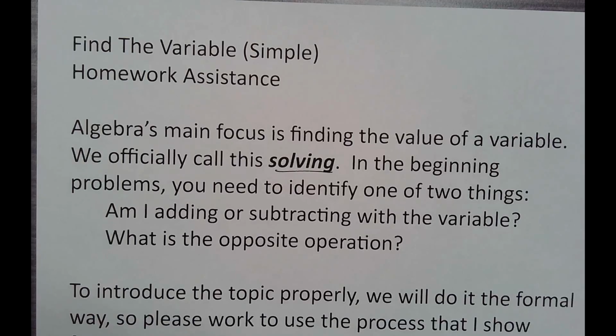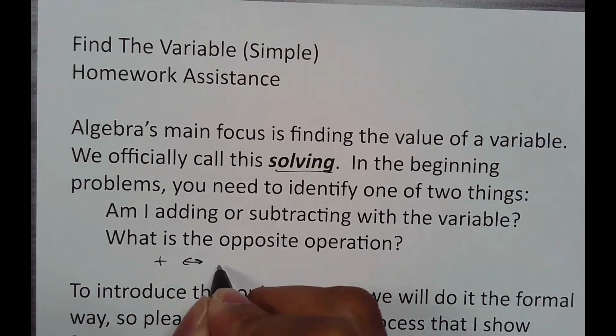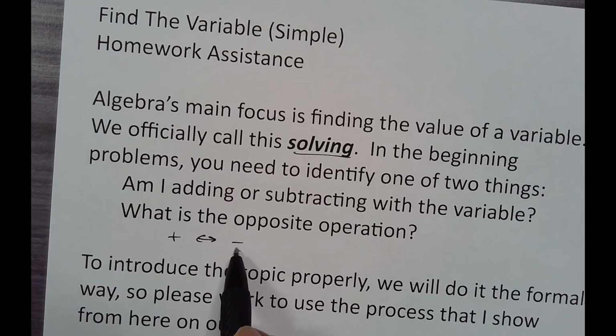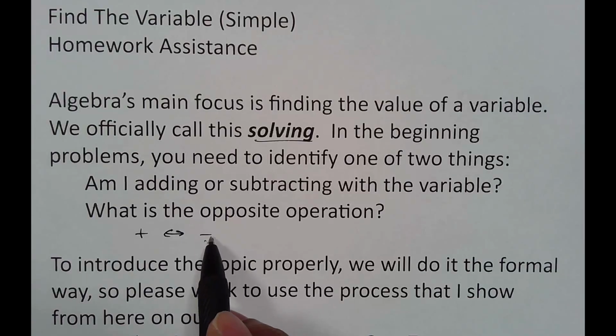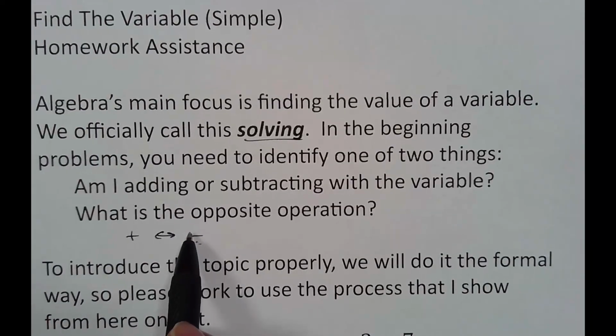In the beginning problems, you need to identify one of two things. Number one, am I adding or subtracting with a variable? And number two, what is the opposite operation? So we should understand, and please, if you don't understand this, understand that addition is the opposite of subtraction. Addition means I'm putting something together. Addition means I'm taking two things and putting them together. Subtraction means I'm taking away from something. Addition means the group gets bigger. Subtraction means the group gets smaller. Like I said, these two are opposites. You have to have that in your head.